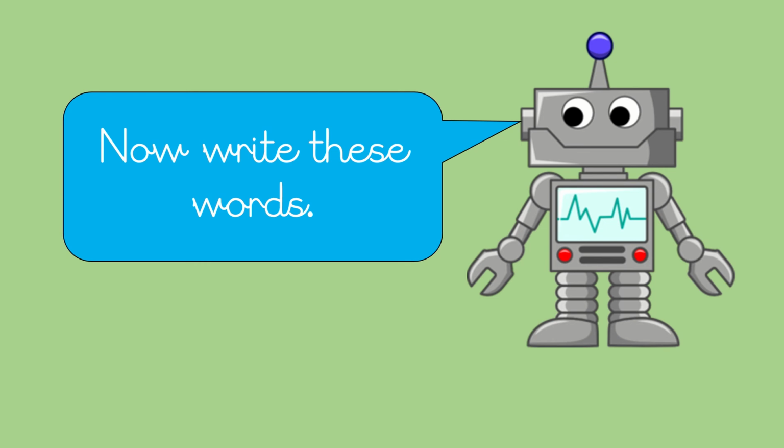Right, the next word is the word nothing. Pause the video and write that one now. The next one is the word horse. Pause the video and write that one. And your last word is the word none. There's none of them left. Okay. Pause the video and write that one. And we will move on.